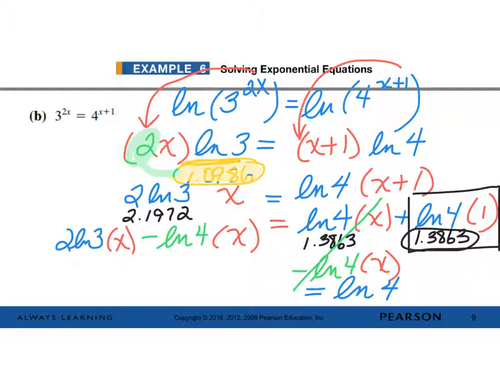So now we have x in both of these terms, and we're going to factor that out. So we have x times 2 ln 3 minus ln 4. And that, of course, is equal to ln 4 on the other side.